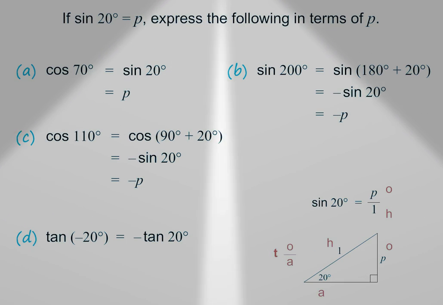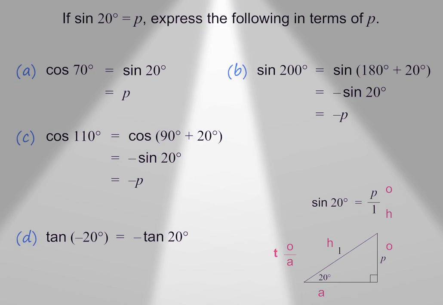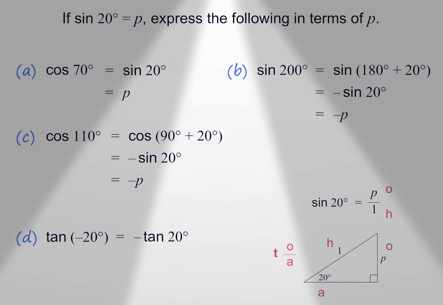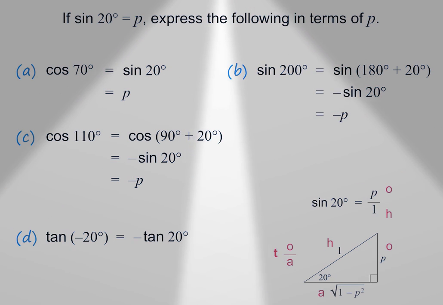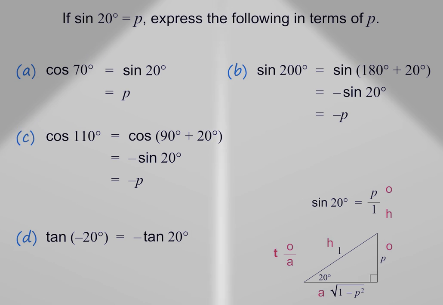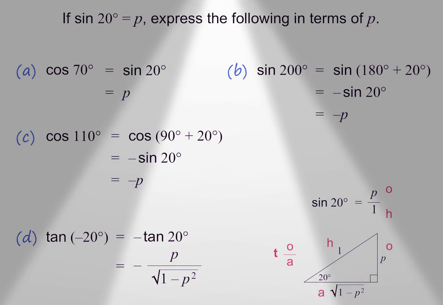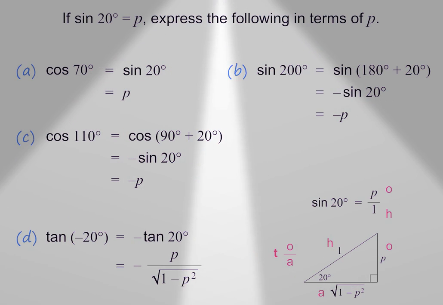But we are asked to find tan, which is the ratio opposite over adjacent. This means we need to find the length of the adjacent side. To do this, we need to use Pythagoras. The adjacent side is therefore the square root of 1 squared, which is just 1, minus p squared. Minus tan 20 degrees is therefore equal to minus p over the square root of 1 minus p squared. Don't forget that minus sign. This completes part D. Please pause the lesson and check my working.